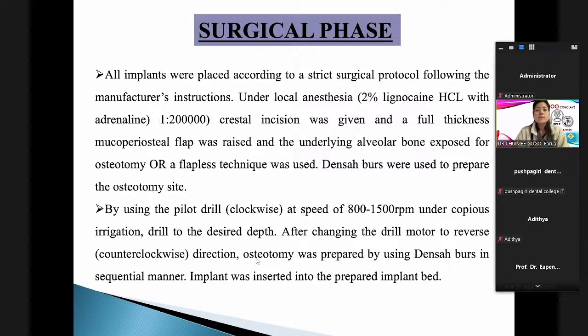All implants were placed according to a strict surgical protocol following the manufacturer's instructions. Under local anesthesia, crestal incision was given, a full thickness mucoperiosteal flap was raised and the underlying alveolar bone was exposed for osteotomy, or a flapless technique was used. Denser burrs were used to prepare the osteotomy site. By using the pilot drill clockwise at a speed of 800 to 1500 RPM under copious irrigation, drill to the desired depth. After changing the drill motor to reverse counterclockwise direction, osteotomy was prepared by using denser burrs in sequential manner. Implant was inserted into the prepared implant bed.